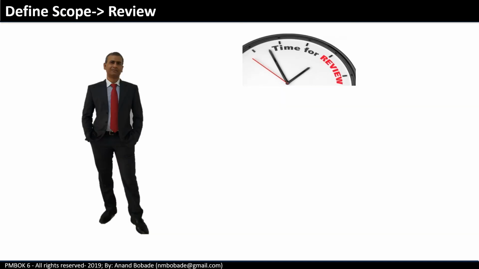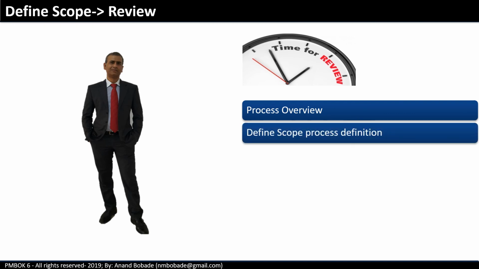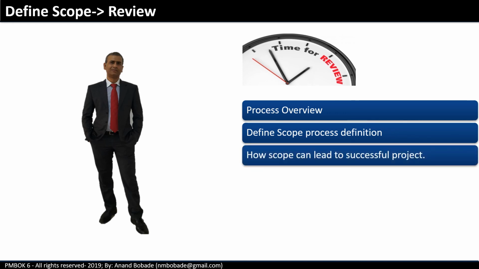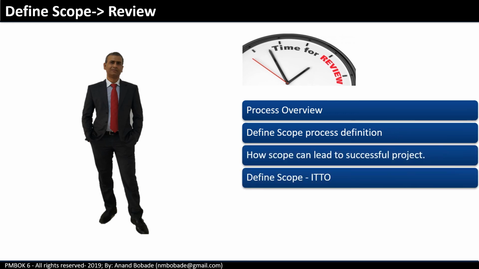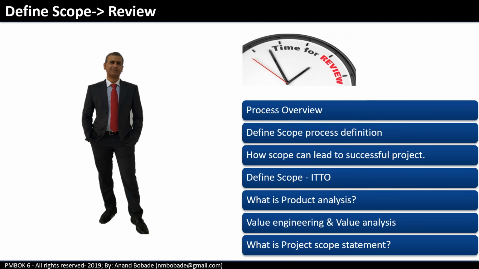Great work. You have completed another process, that is define scope. Let's do a quick review. We started with the process overview. We tried to understand what exactly is meant by define scope. Then we went into the scope process definition. We talked about how clear and concise scope can lead to a successful project. Then we talked about inputs, tools and techniques, and outputs, and some of the key tools and techniques like product analysis, value engineering, value analysis, and finally we talked about the project scope document and the content of those documents. Thank you.